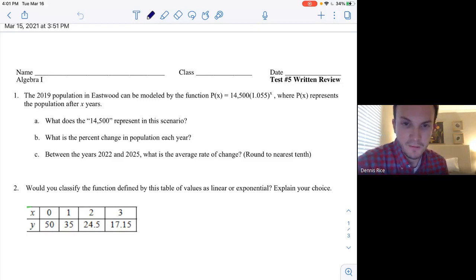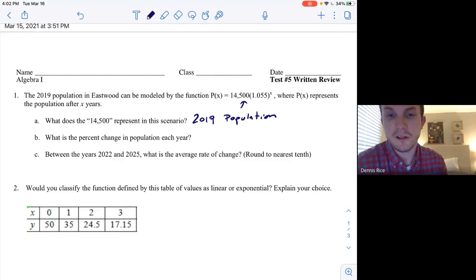What does 14,500 mean? Anytime we have that number out front, and this is the same if it was just a normal exponential function, that number out front, which we usually call a, is going to represent the initial value. So in this context, let's talk about population: how many people were there at the start? How many people were there in 2019? The original population, whatever you want to call it. So the number out front is always going to represent the start of something. If we're talking about money, that would be your initial investment. When we have science type problems where we're talking about the decay of an element, that would be its original weight or something like that.